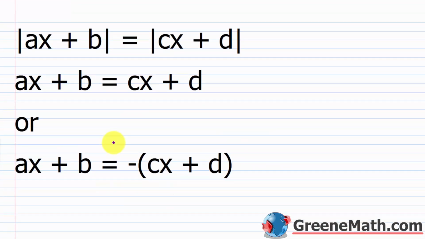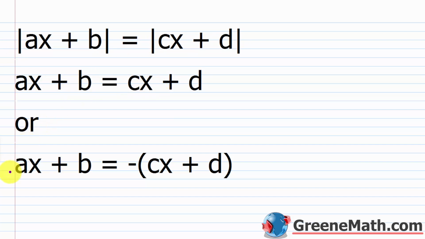So lastly, let's think about what happens when we have two absolute value operations set equal to each other. So something like the absolute value of ax plus b is equal to the absolute value of cx plus d. So the way we think about this is two numbers or expressions can only have the same absolute value if they're equal to each other or if they're opposites of each other. So we would say ax plus b is equal to cx plus d. So in the first scenario, just remove the absolute value bars and set the two expressions that were inside of the absolute value bars just equal to each other.